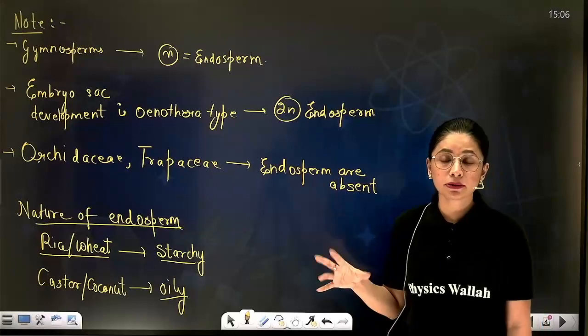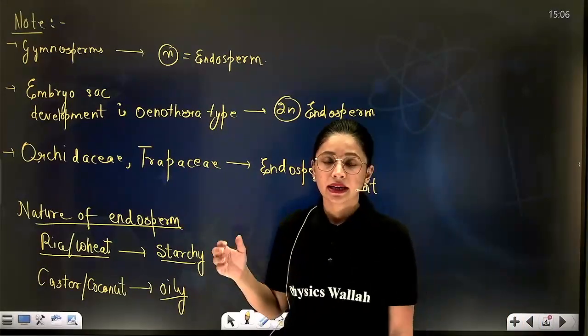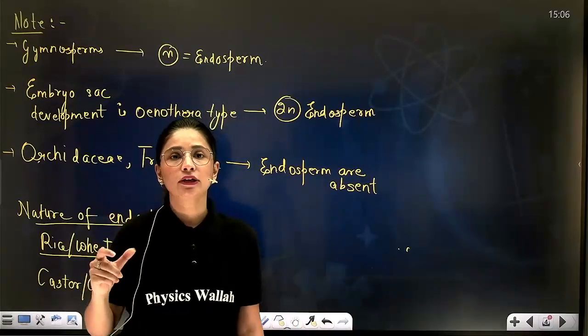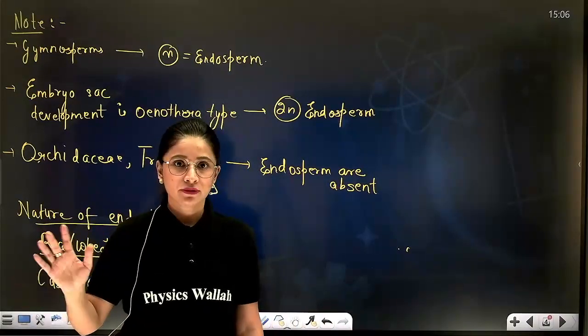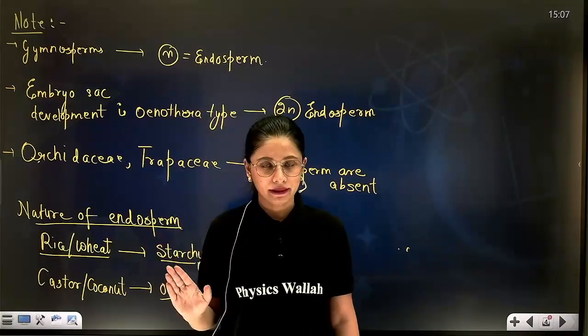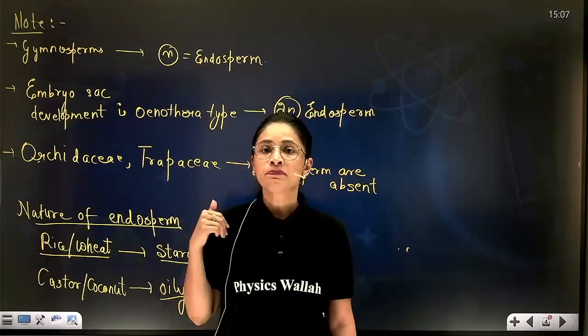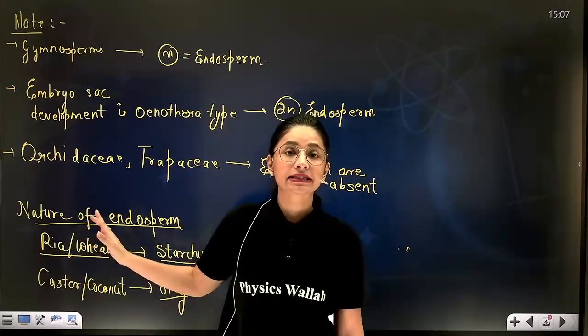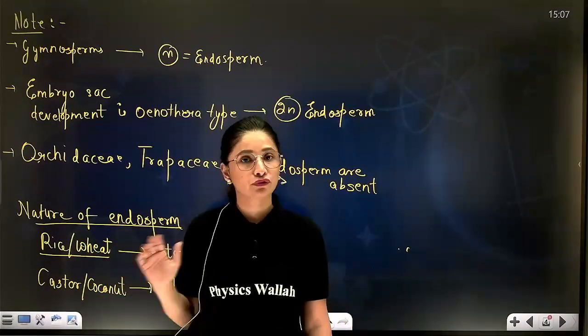Now, the endosperm can also be stony, like you see in case of betel nut. In betel nut, the endosperm is stony. So, that can also happen. So I hope what is endosperm, method of formation of endosperm, nature and ploidy is clear to each and every one of you.